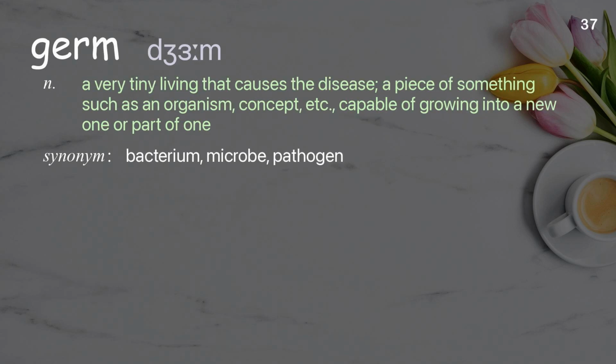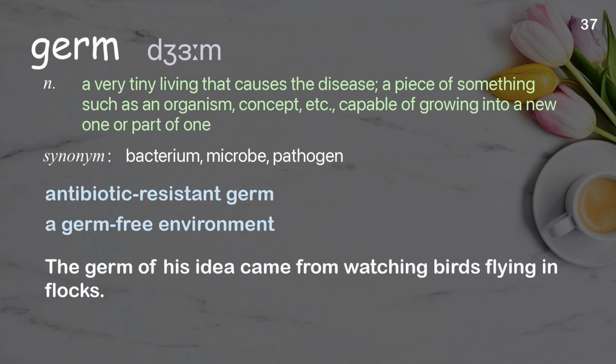Germ: a very tiny living thing that causes disease; a piece of something such as an organism, concept, etc., capable of growing into a new one or part of one. Examples: antibiotic-resistant germ, a germ-free environment. The germ of his idea came from watching birds flying in flocks.